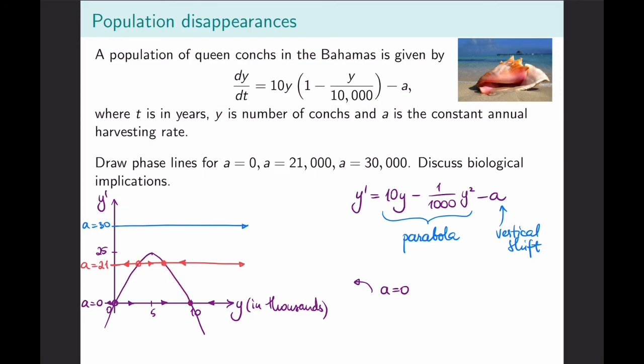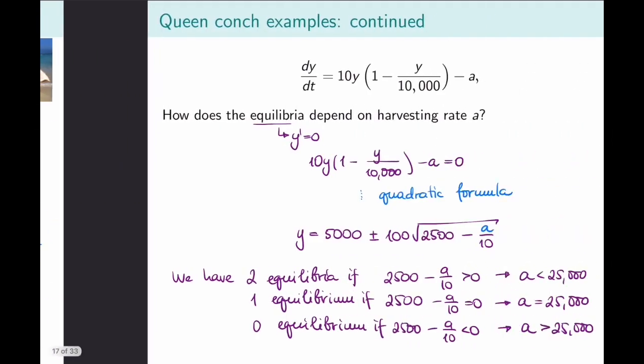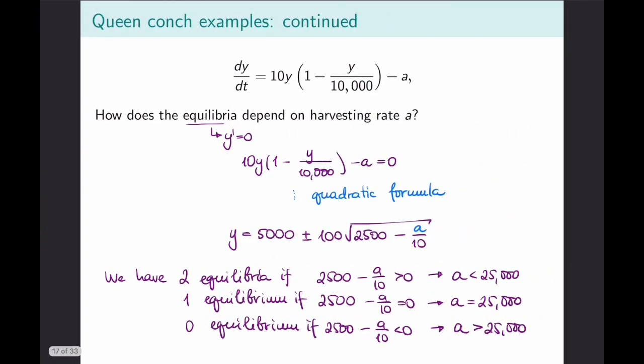At 25, if I draw a phase line here, I will notice that it just touches the parabola, and this will in fact produce an unstable equilibrium at this point. But anything above will have no equilibria at all. And that is what corresponds to a high harvesting rate and the population not surviving. This is the graphical and the algebraic way to analyze models with parameters.